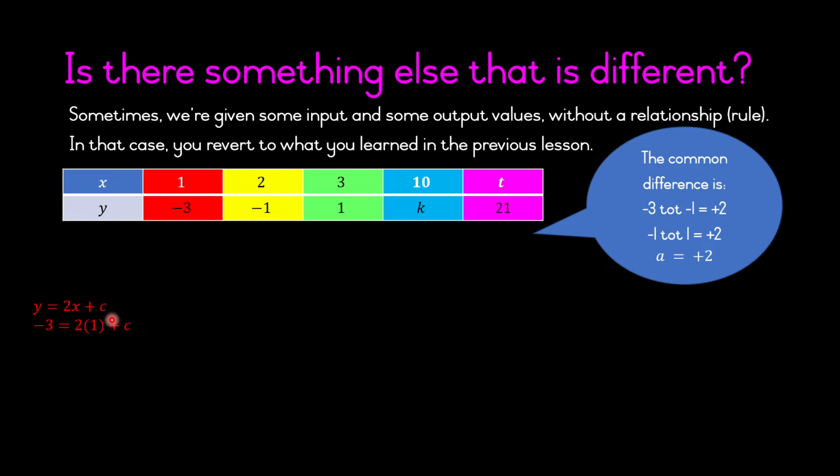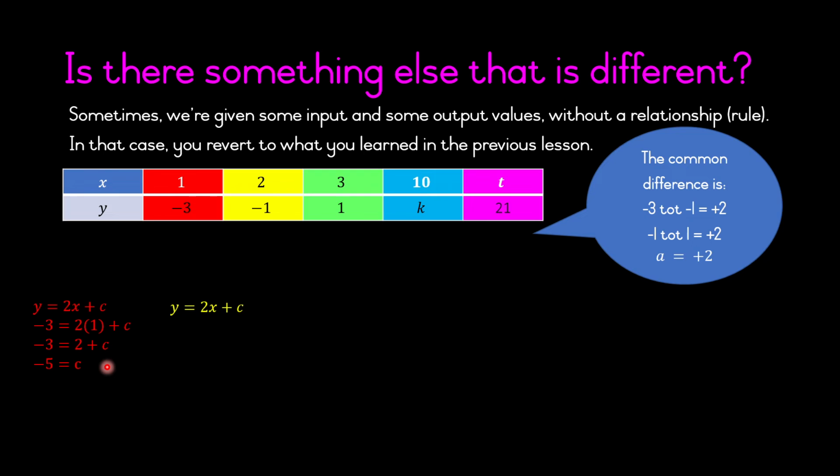Let's see if it works. y is negative 3, so negative 3 is 2 times 1 plus c. 2 times 1 will give me 2. We don't have a value for c yet, so if we simplify further, we get c equals negative 5. Let's continue and see what happens with yellow. Remember, we have to determine the value of c. We don't know it yet. We've only done one example so far, so that is not confirmation enough.